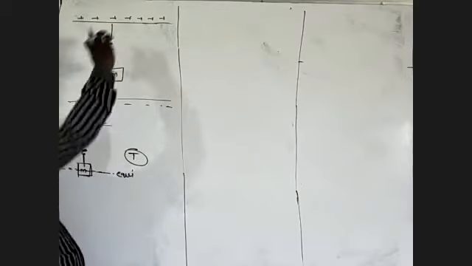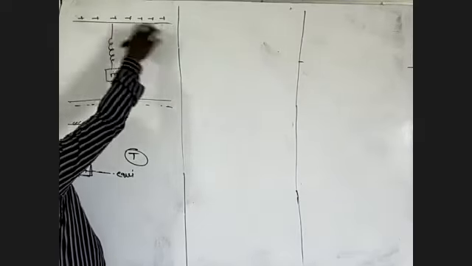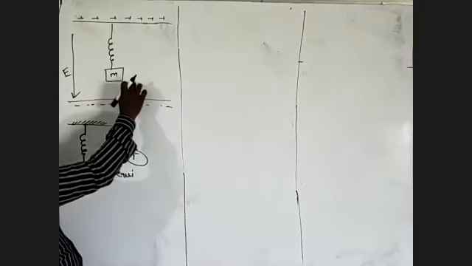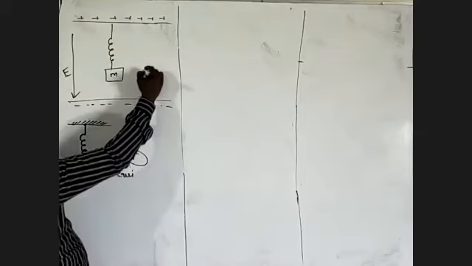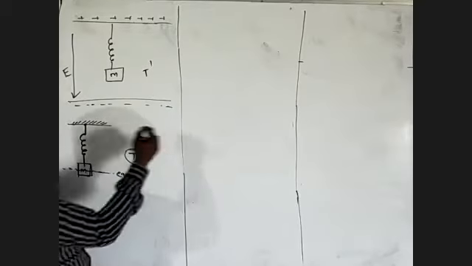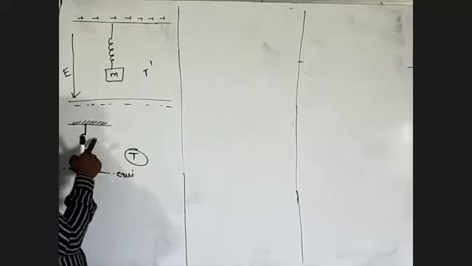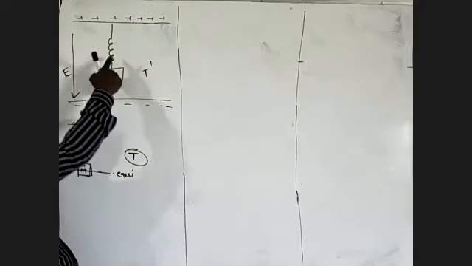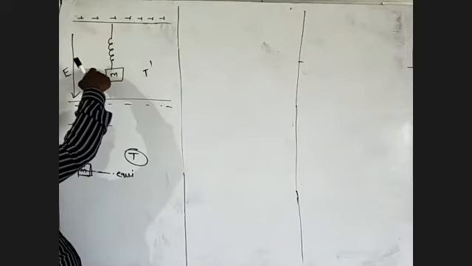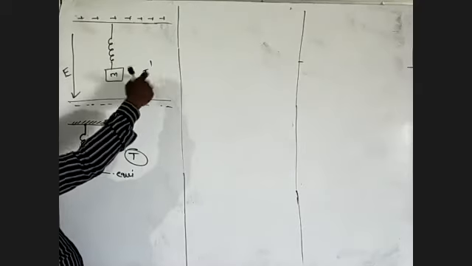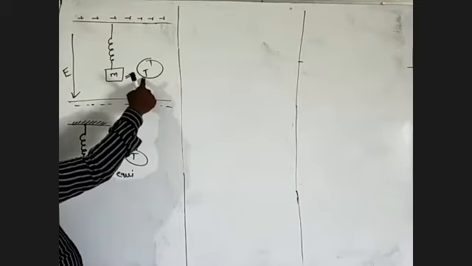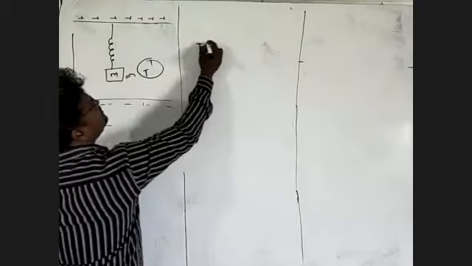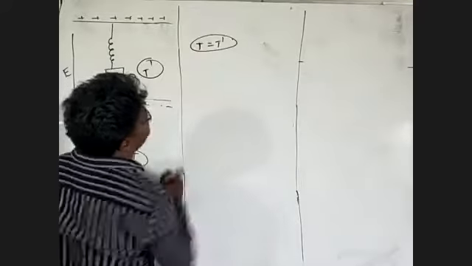Now this system is placed between a positive plate and a negative plate. The electric field is from positive to negative. But what is the time period of this one? This time period is T dash. Here the spring mass system is outside the field, but here the spring mass system is inside the field. Here the time period is T dash, but the time period here is T. Both time periods are equal.